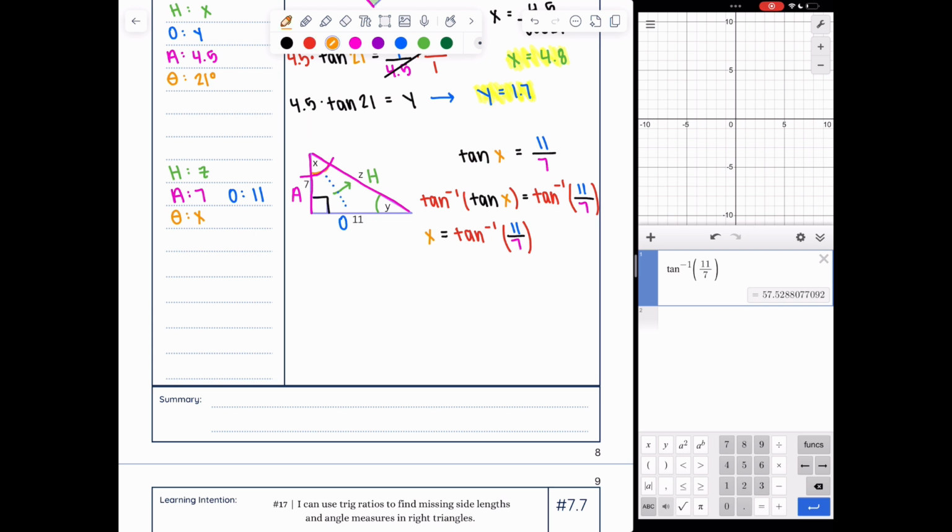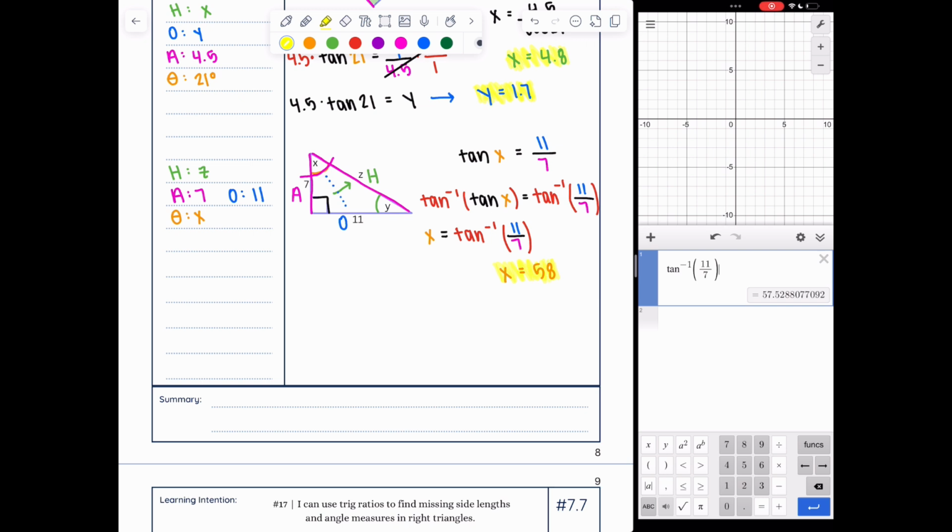Since I'm talking about an angle measure here, I'm going to keep with my suggestion of rounding to the nearest whole degree. So I'm going to say that this is 58 degrees, although if you want to keep it at 57.5 or 57.53, you are more than welcome to round however you want. I'm not going to be that particular about this.